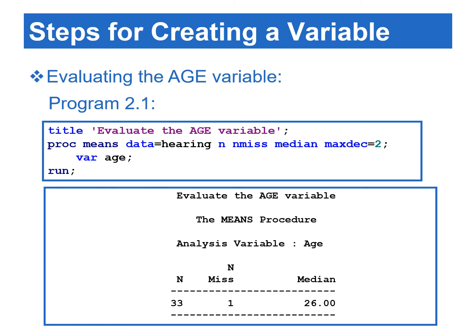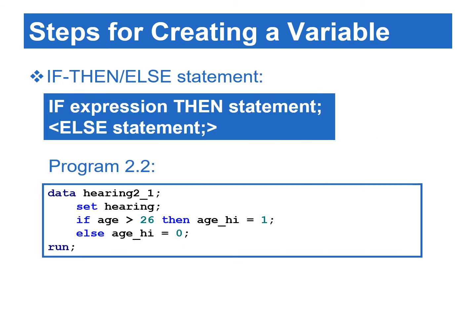All this information can be found from proc means by using the median, n, and n-miss options. The output from proc means shows that the median age is 26. There are 33 non-missing values, and one missing value for age. In the next step, we can create the variable age_high by using the if-then statement. The if-then statement is placed after the set statement, which is used to read the input data.